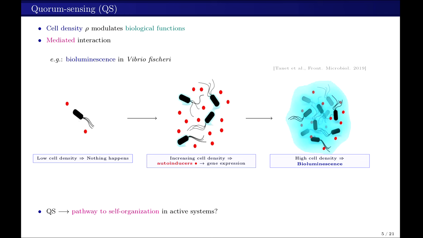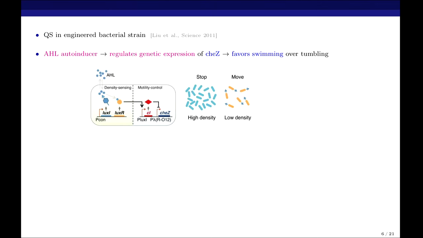Now, what we would like to do is use this quorum sensing mechanism to control another biological function, motility, for example. And so the question is whether we can use quorum sensing as a pathway for self-organization in active systems. The short answer is yes. This has been engineered in bacterial strains, in a work from around 10 years ago.